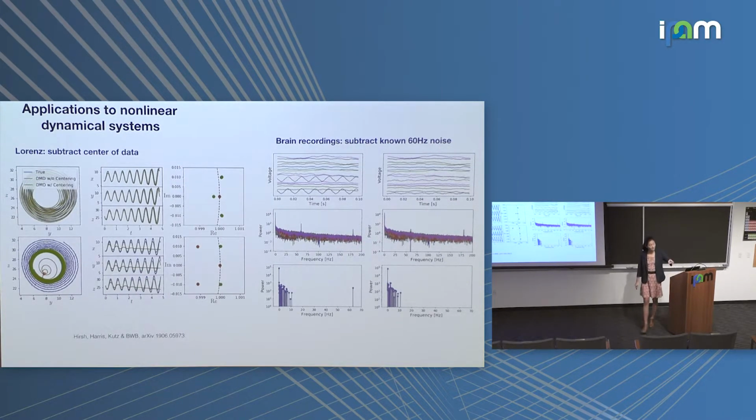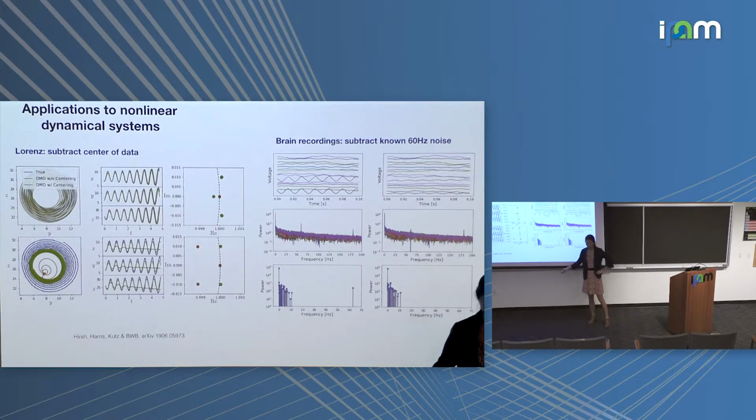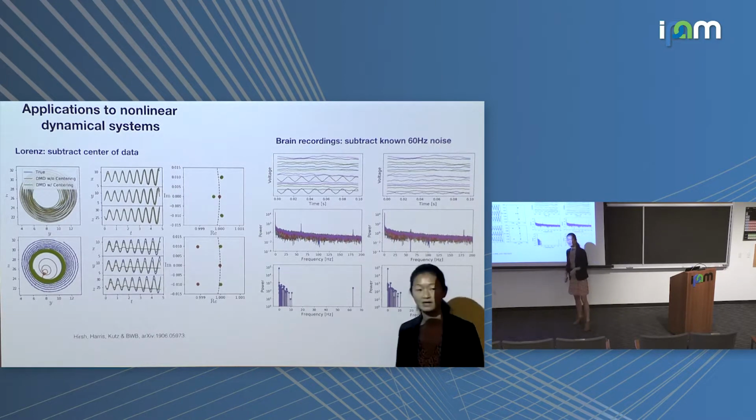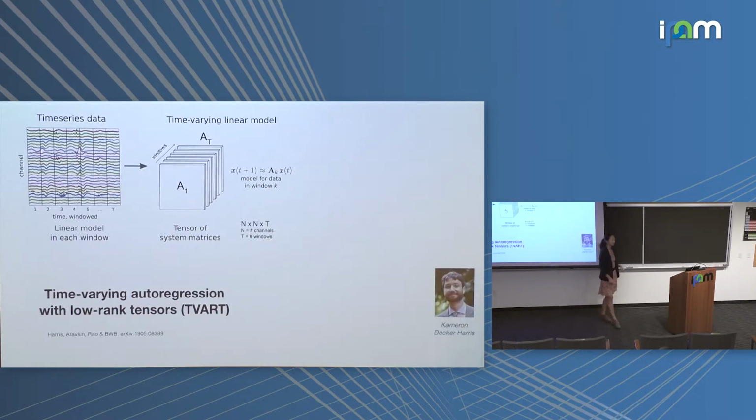So I'm going to go back to the windowing, because I think that's a really interesting point. One of the ways of dealing with the fact that DMD is a linear method and we want to fit a nonlinear world is to acknowledge that if you look at a small enough window, it's kind of linear. Right? So if you want to look at really long data, you can just do a windowed DMD technique, like we've been doing for the brain data. This is the work of Cameron Decker-Harris.